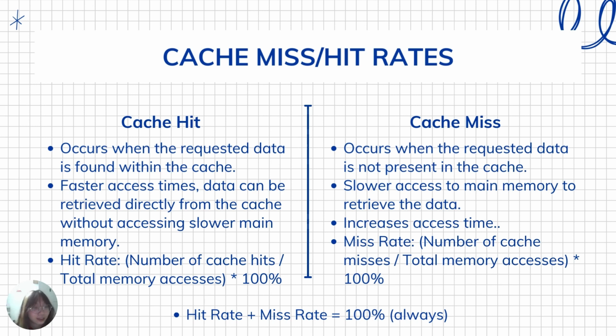I also want to present here the formulas to calculate the rates. The hit rate equals the number of cache hits divided by the total memory accesses and multiplied by 100%, while the miss rate is the number of cache misses divided by the total memory accesses and then also multiplied by 100%. And the sum of the hit rate and the miss rate will always be 100%.